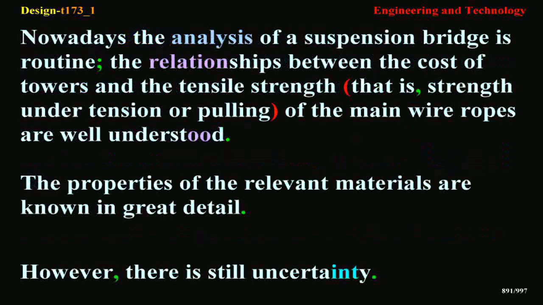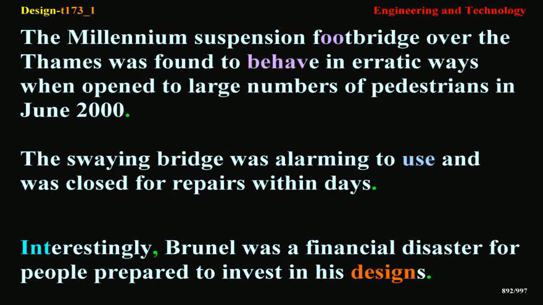Nowadays the analysis of a suspension bridge is routine. The relationships between the cost of towers and the tensile strength, that is, strength under tension or pulling, of the main wire ropes, are well understood. The properties of the relevant materials are known in great detail. However, there is still uncertainty. The Millennium Suspension footbridge over the Thames was found to behave in erratic ways when opened to large numbers of pedestrians in June 2000.